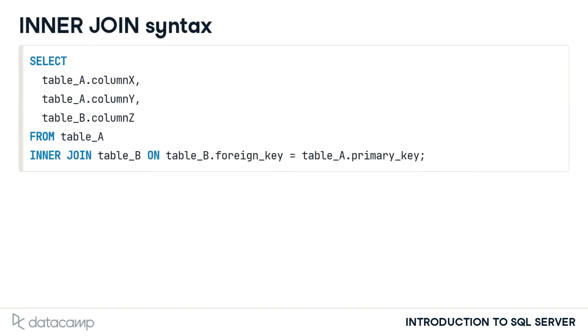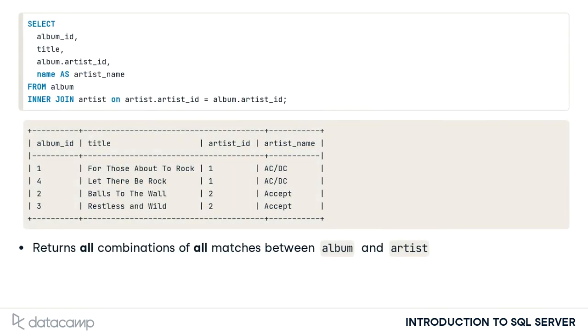Here's a generic example to remind you of the syntax. We select the relevant columns from the main table, table A in this case, then select any additional columns from the table we want to join to, which in this case is table B. Then we specify the join using the keywords inner join and on, providing the necessary key columns from both tables. In this example, we don't specify a where clause, so we return all combinations of all matches between the artist and album tables, again, based on the artist ID column, which is common to both.